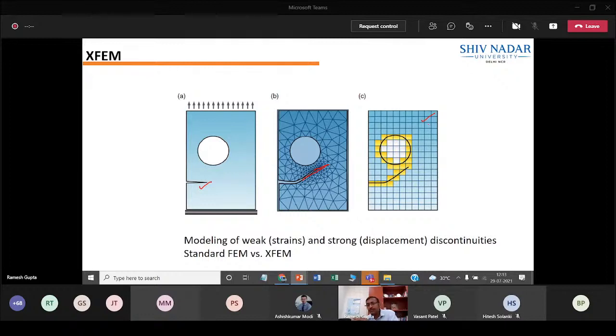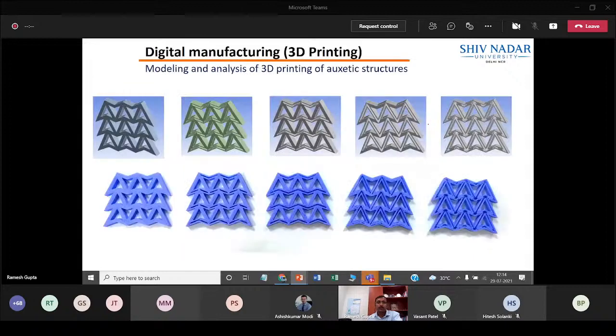If you are able to track that crack, then you can solve without remeshing. I'm telling you, without remeshing, you can solve the crack propagation problem. So this is the beauty of the extended finite element method. That is where we are applying it to piezoelectric materials, as part of my second PhD student's work, and we are extending from 2D to 3D now.